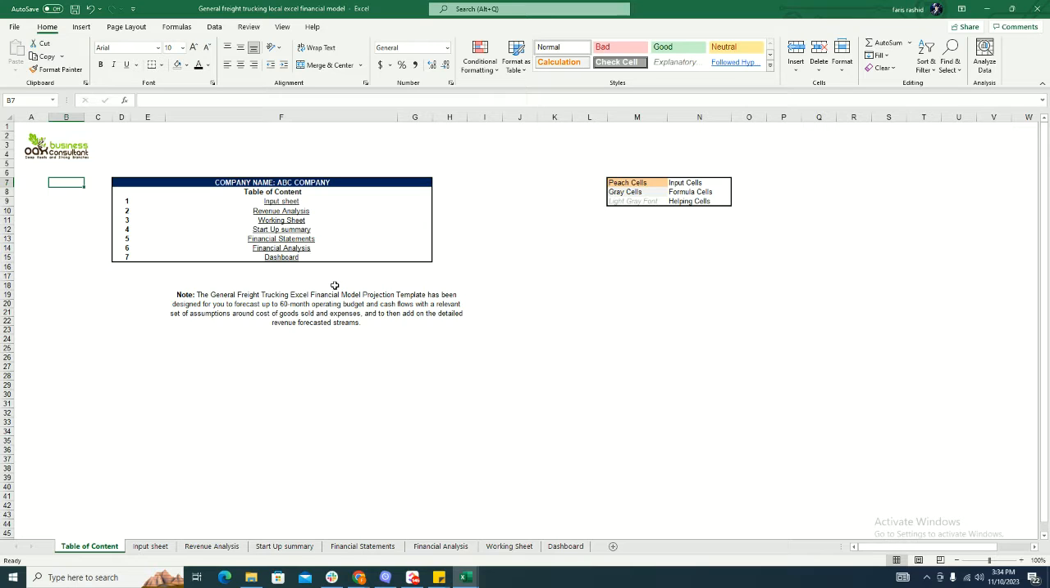This model goes up to 60 months of forecasting. It highlights the financial statements, that are the income statement, balance sheet, and cash flow statement. As you can see over here, this tells you about how to use this model. The peach cell indicates the input cells. Gray cells tell about the formula cells, whereas the light gray font are the helping cells.